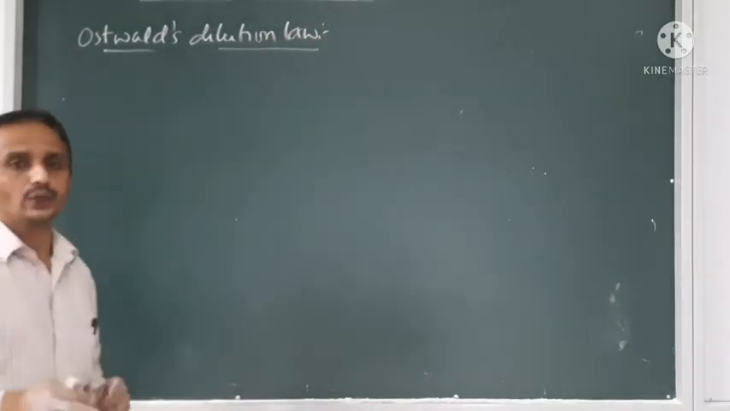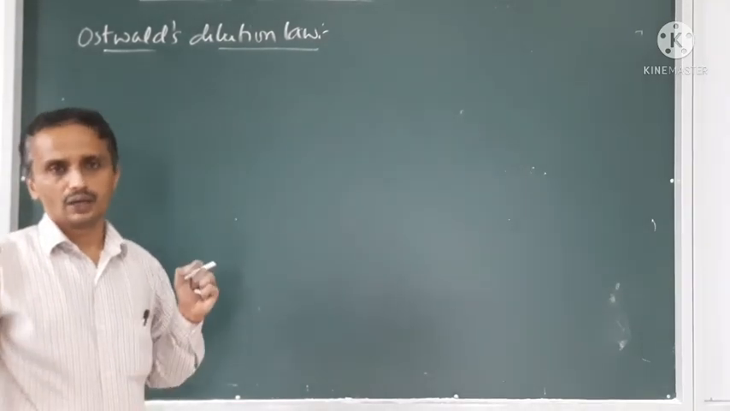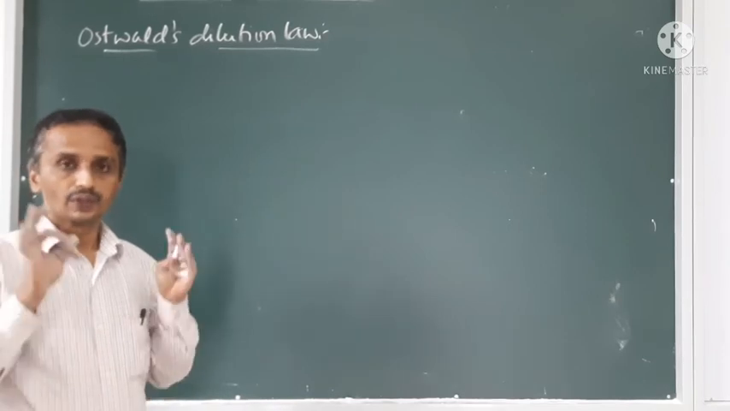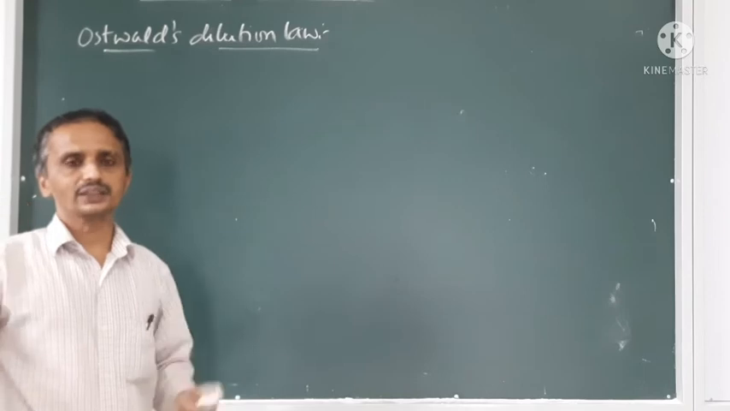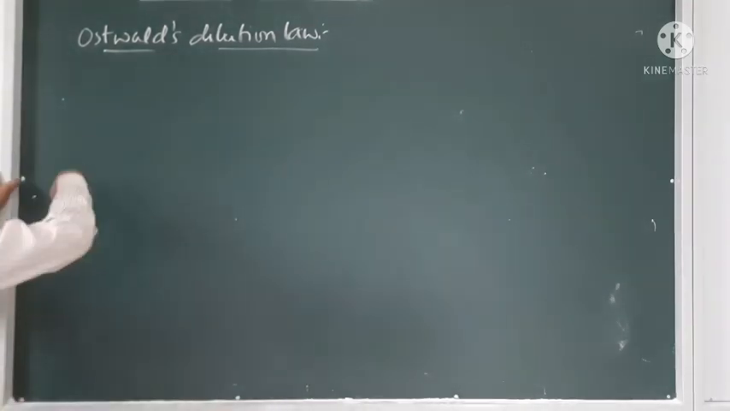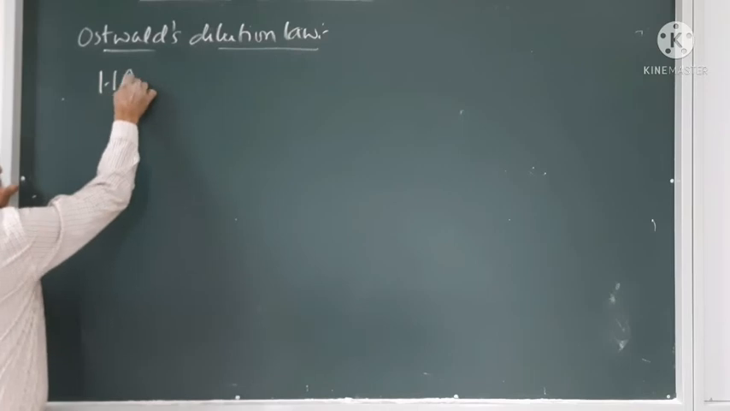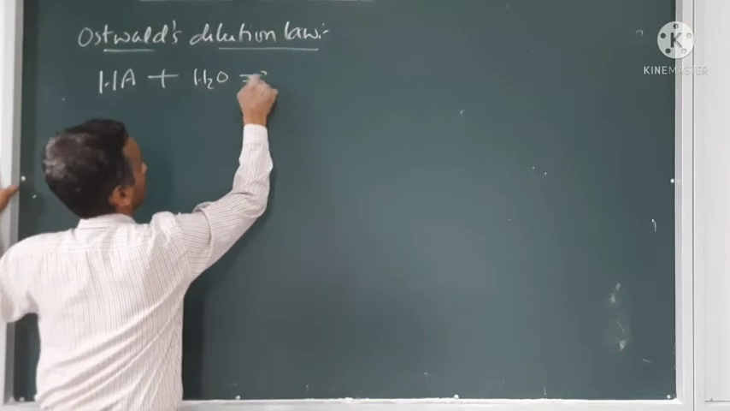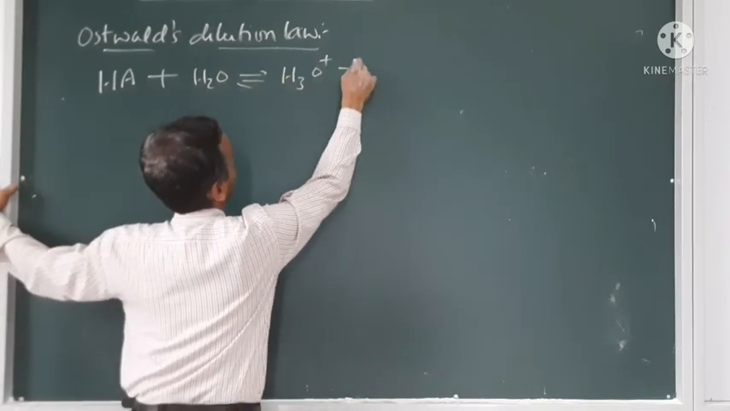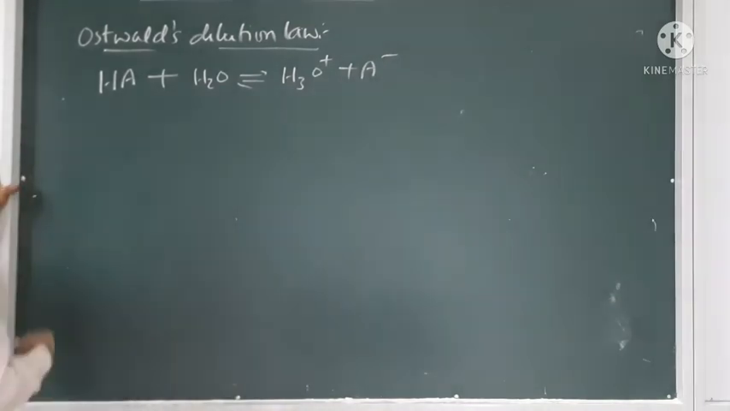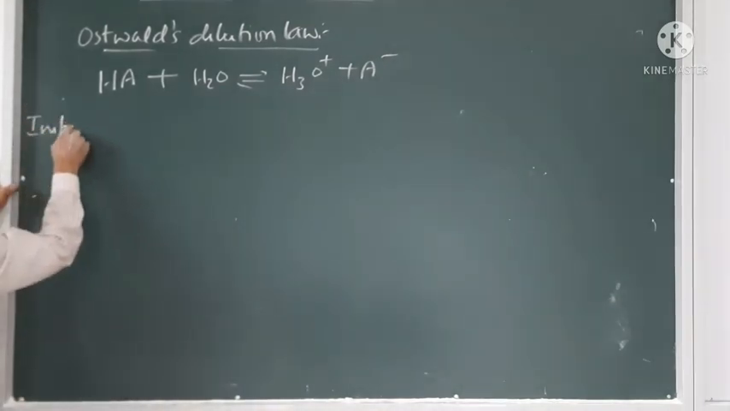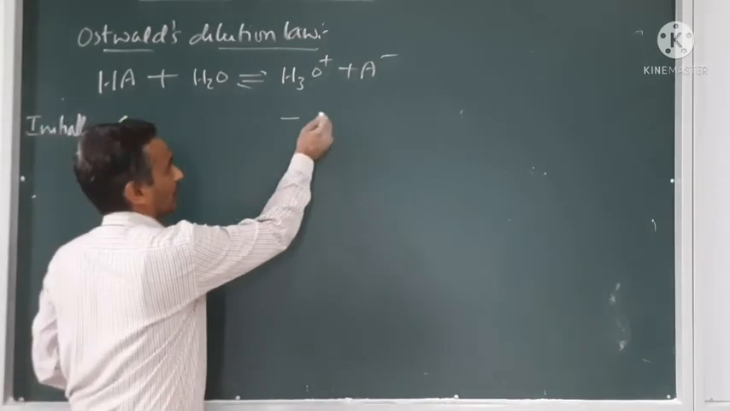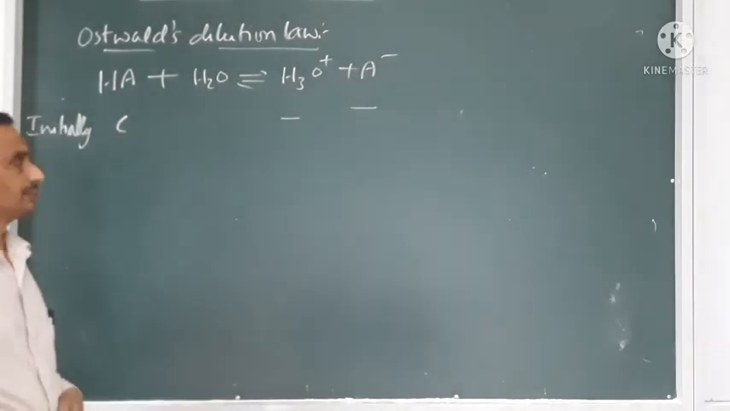Ostwald dilution law can be given for weak acids and weak bases, for the acid or the bases. I'll consider the acid. HA, a weak acid, plus water giving H3O plus and A minus. Initially it is C; the products will not be there because I just started.